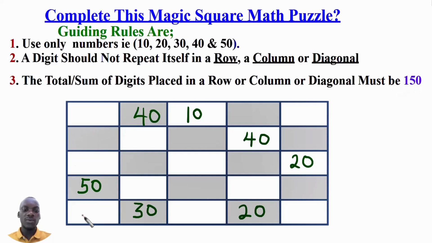So you will be required to fill the remaining boxes which are empty. Whenever you see that there is no digit, you will be required to fill in with any of the digits, either 10, 20, 30, 40, or 50.